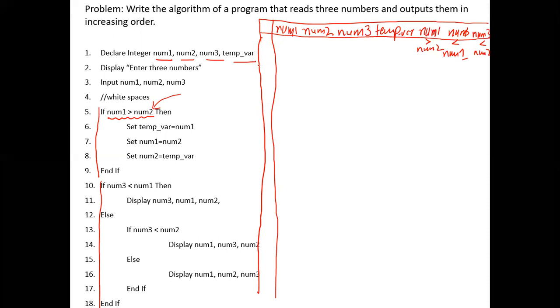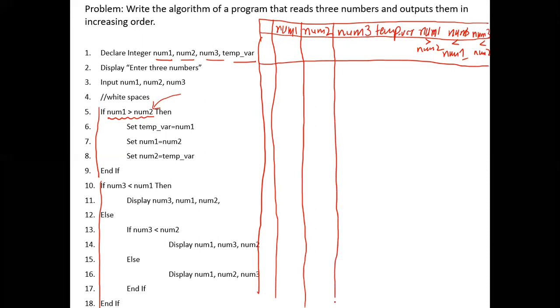Please bear with me, because due to lack of space, I want you to see the dry run along with the code. That's why it has got slightly messy. We can just draw the lines so that we can easily see what happens to the values of each variable as we do the dry run. So this was for num3, and this column is for temp underscore var.